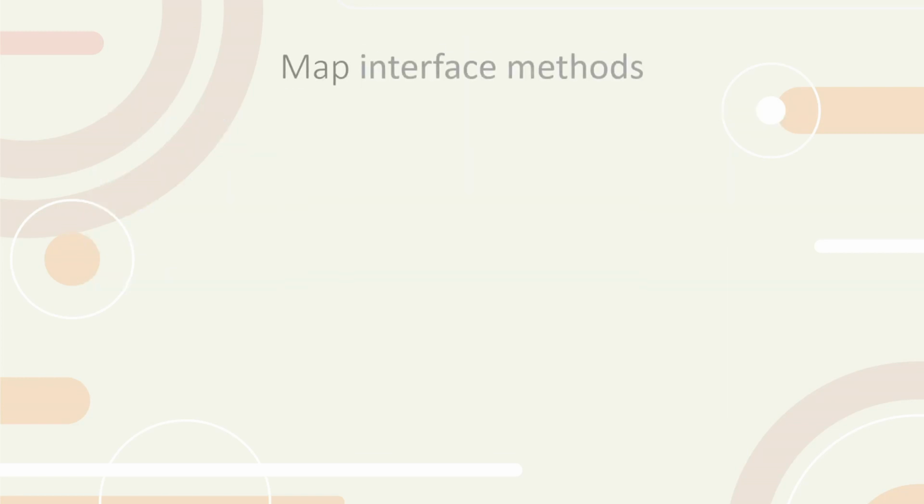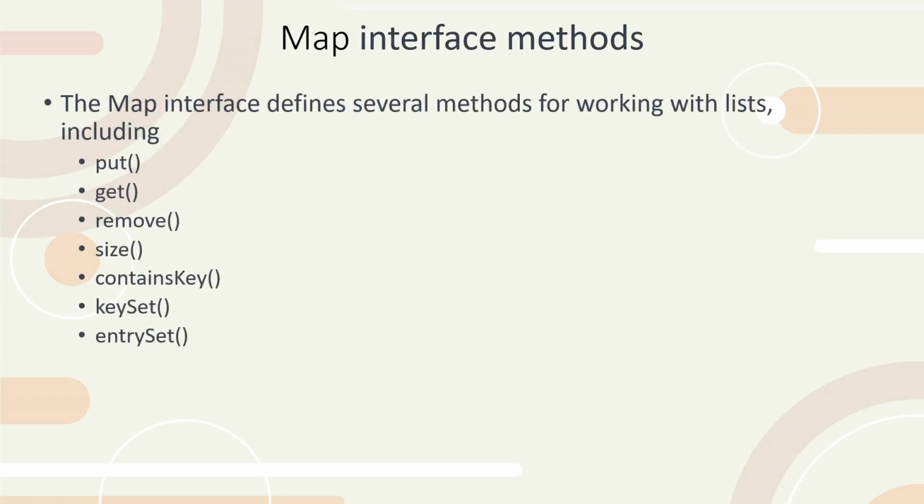Now let's look into some of the methods available in map interface. The map interface defines several methods for working with objects or data, which includes put, get, remove, size, containsKey, keySet, entrySet. We will explore all the methods of a collection framework including a map in examples. Apart from these methods, there are several more methods supported by the map interface, which you can check in the collection framework map docs.